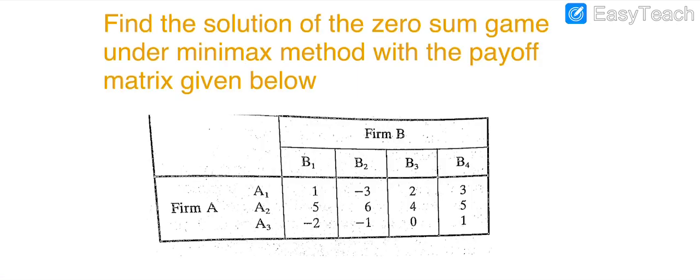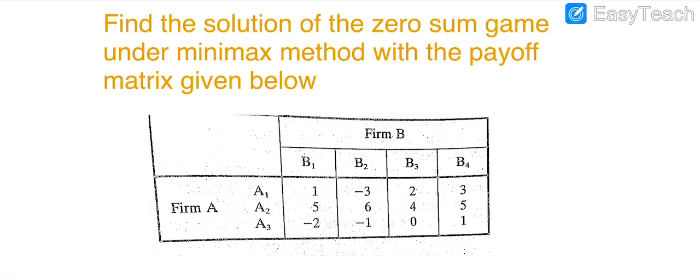First, as I told you about the zero sum game, we see how the zero sum game can be solved when two firms are playing. Actually, a zero sum game can be solved with the help of two types of methods. First, we see the Minimax method, and then we see the dominant method. So first we are going to solve the zero sum game with the help of the Minimax method.